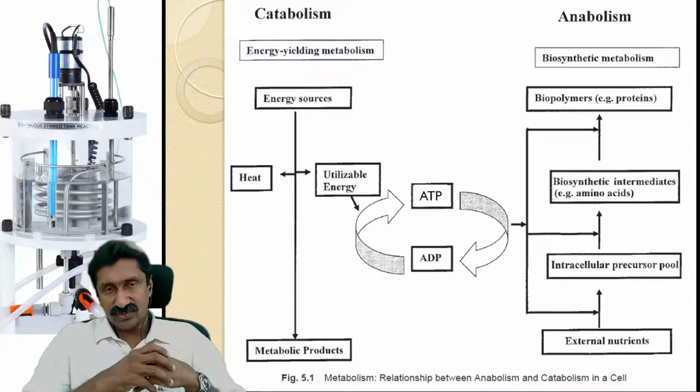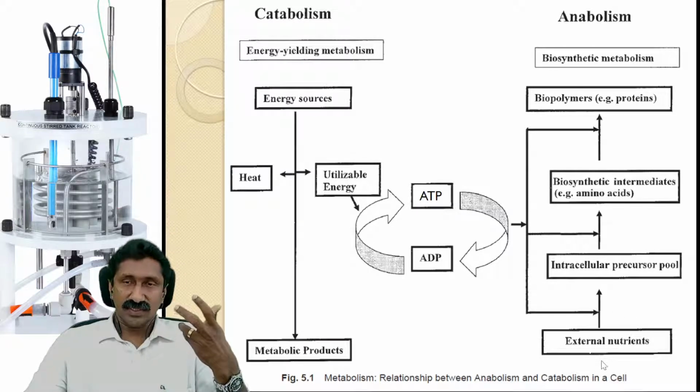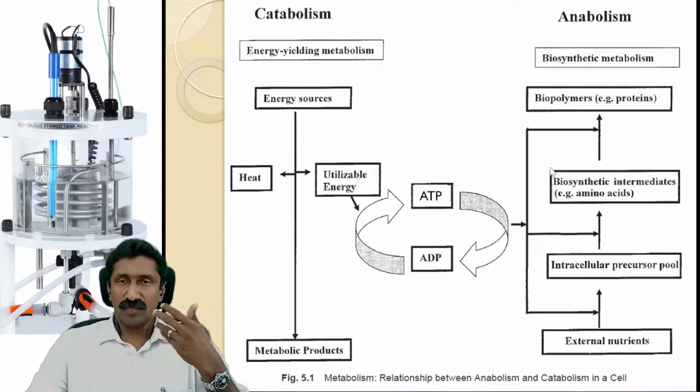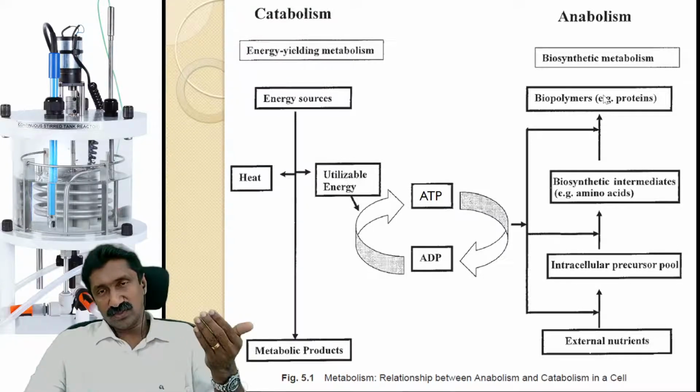Now, the second picture needs to be read from the bottom to top, where the synthetic approach or biosynthetic approach is adopted. Here, the external nutrients or basic nutrients will be utilized in the cell for synthesis of a complex compound or a complex structure. There we will have an intracellular precursor pool, and the energy supplied through the ATP is utilized in the biosynthetic reaction, and some biosynthetic intermediates like amino acids are produced, and using those amino acids, biopolymers like proteins or complex proteins will be produced.